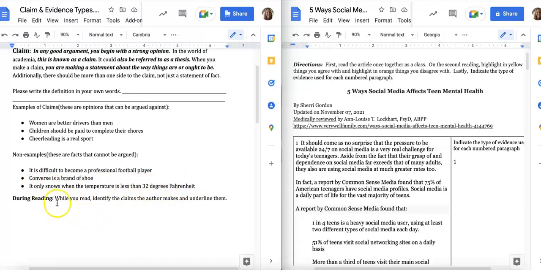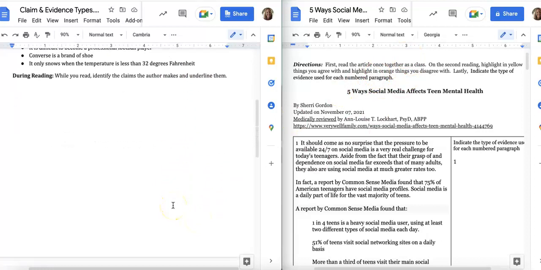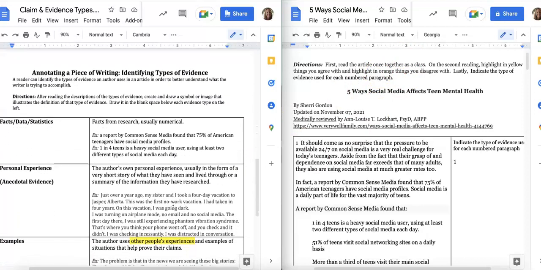So, while you read, you're going to be identifying claims that the author makes, and you're going to underline them in this document. Okay, so any claims that you come across, please underline them. That's an additional direction besides what's here. Then let's talk about the types of evidence you'll be looking for.